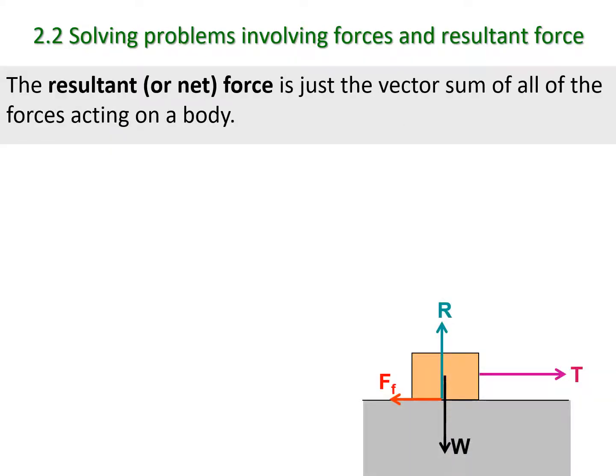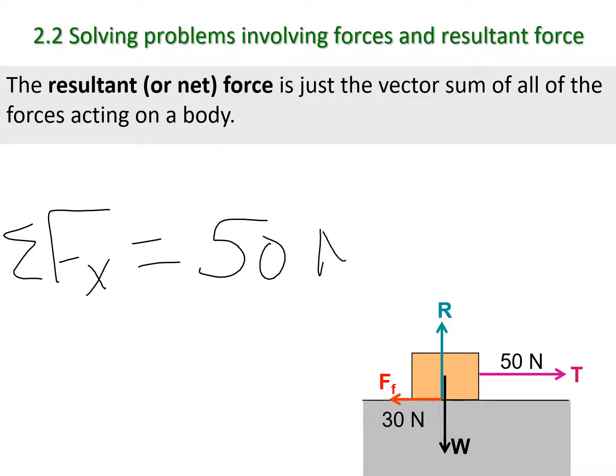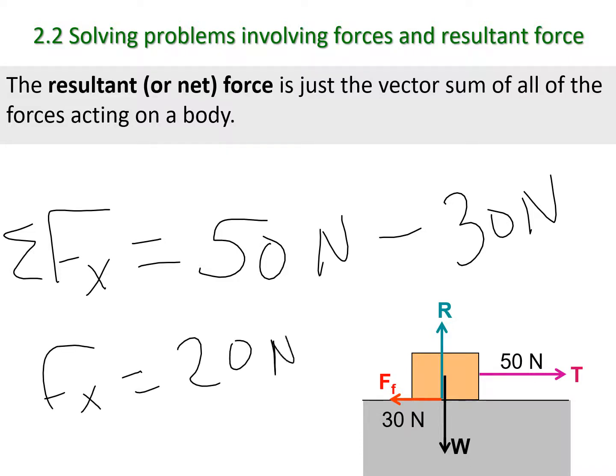The resultant, or the net force, is the vector sum of all the forces acting on a body. So if I have an object being pulled with 50 newtons to the right, and a force of friction of 30 newtons to the left, then the net force in the x direction, sigma F sub x, that means the sum of all the forces in the x direction. If I choose right to be positive, it's 50 newtons minus 30 newtons, so the net force acting on this object in the x direction is 20 newtons. The net vertical force and the weight cancel out, therefore the object doesn't move vertically.